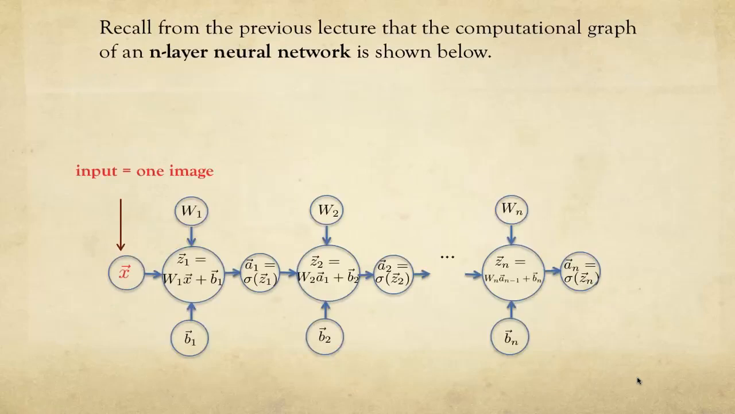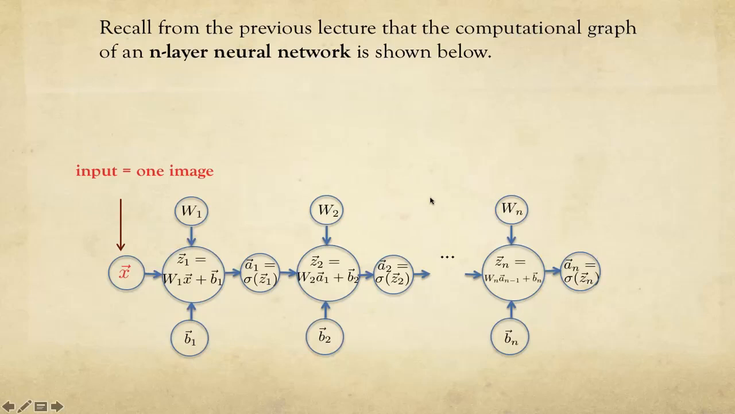Vectorization. Remember from the previous lecture, we talked about an n-layer neural network where we have an image X, and we send it forward by applying the affine function to it, multiplying by W1 plus B1, and applying sigmoid to it. We keep doing this n times, and the last output is the prediction vector.